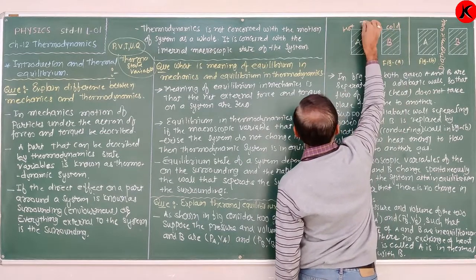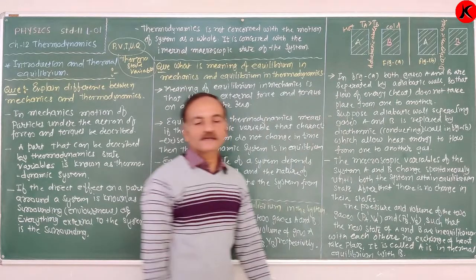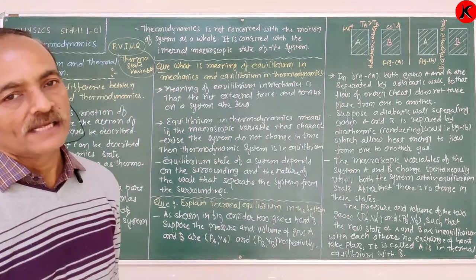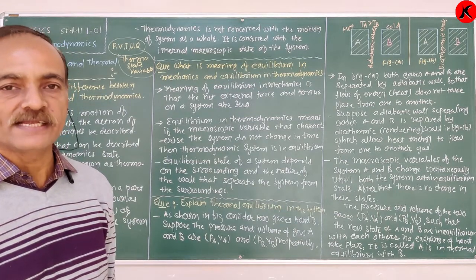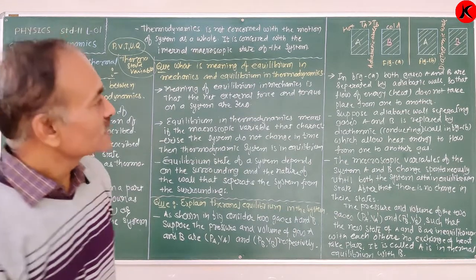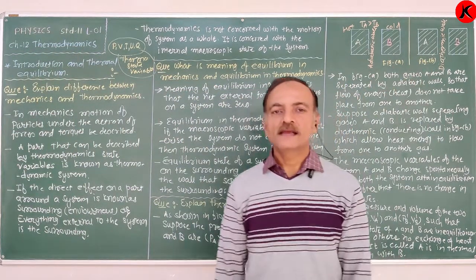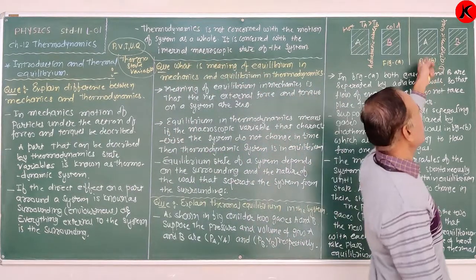That means the temperature of A is more than the temperature of B. But both are separated by the non-conducting or adiabatic wall. Therefore, the exchange of heat does not take place. Suppose this adiabatic wall is replaced by a diathermic wall. Diathermic wall means the conducting wall.